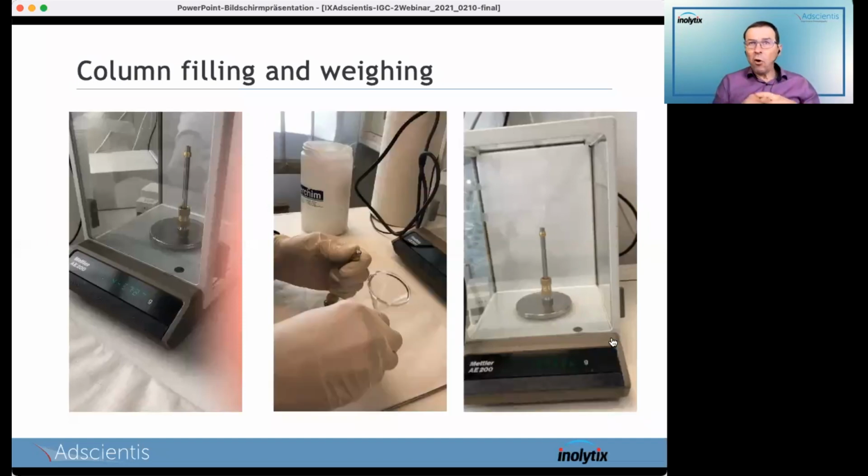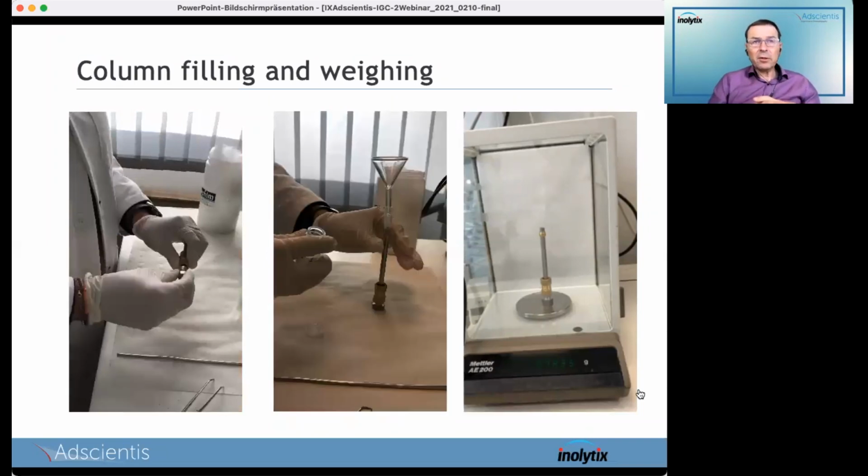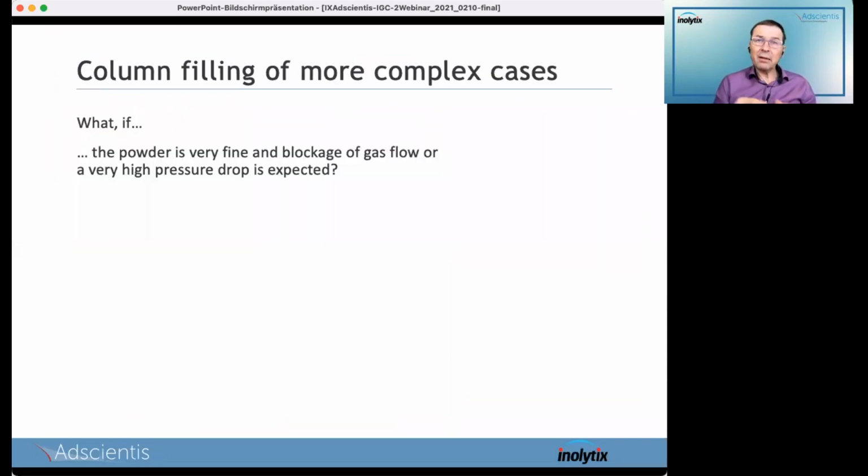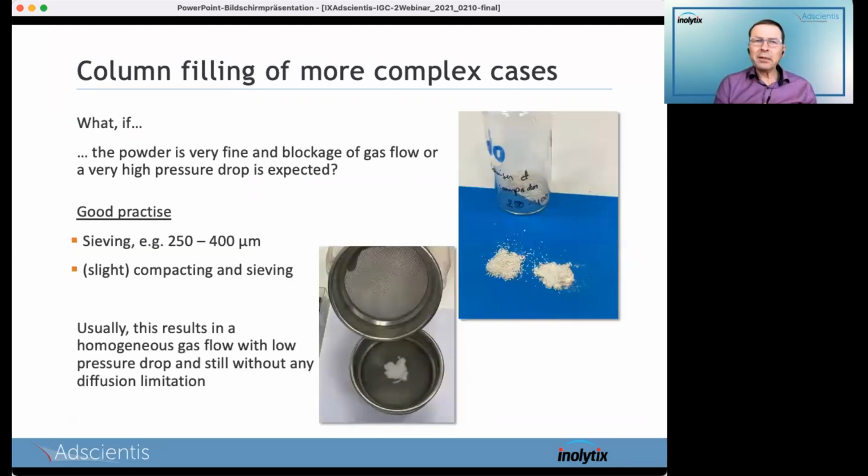So we have some more complex cases. What, for example, if the powder is very fine and you suspect that there might be a blockage of the gas flow or very high pressure drop, or you experience this and have to counteract it? We have a good practice, and that is sieving. So if you have some material which is, let's say, over 100 micrometer, that gives a good fraction. But if you have very, very small powder, let's say even in the sub-micrometer range or in the nanometer range, you can slightly compact this and then sieve it afterwards.